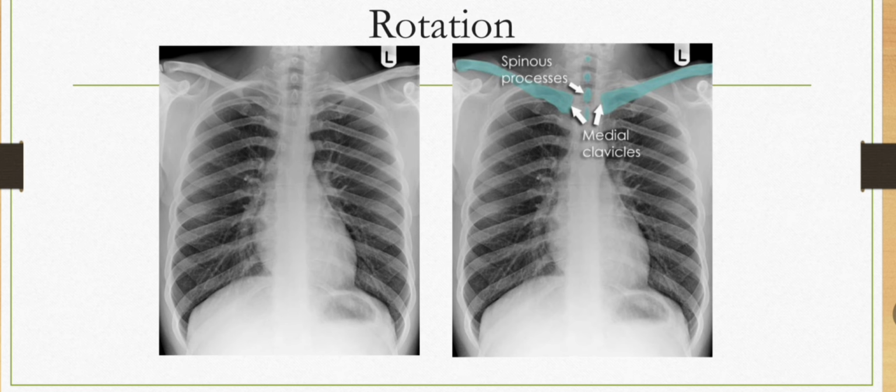Rotation. This is the spinous process. These both are the medial clavicles. Below are the ribs, heart, trachea, gastric bubble, diaphragm, and the cardiophrenic and cardiothoracic angles.